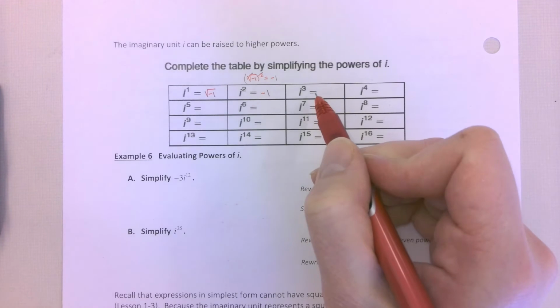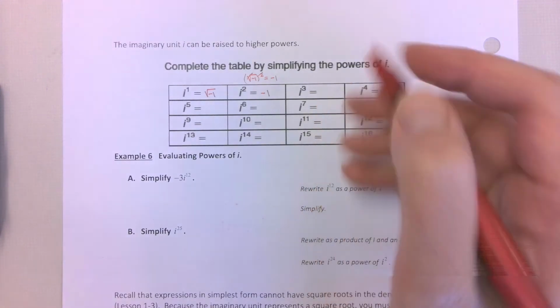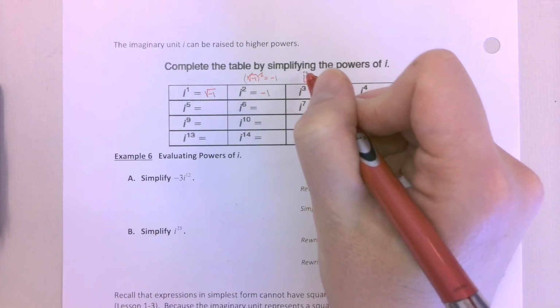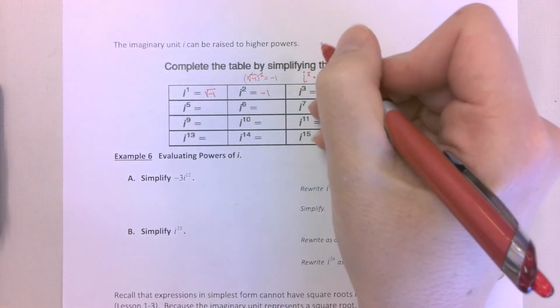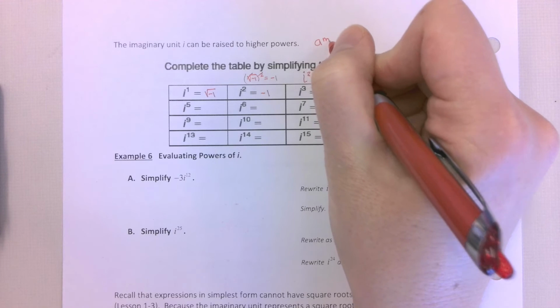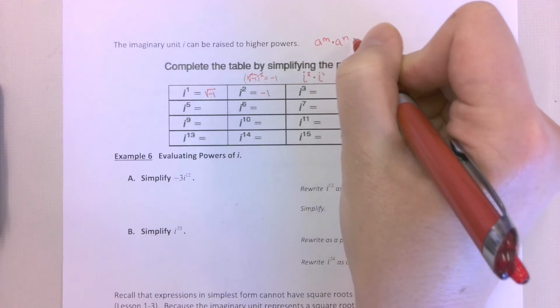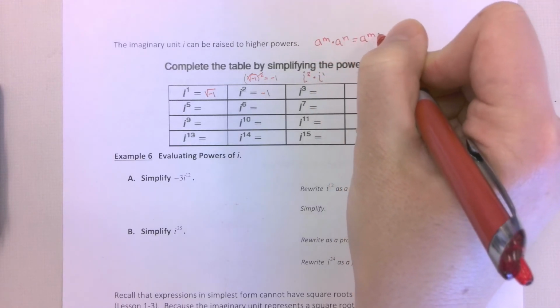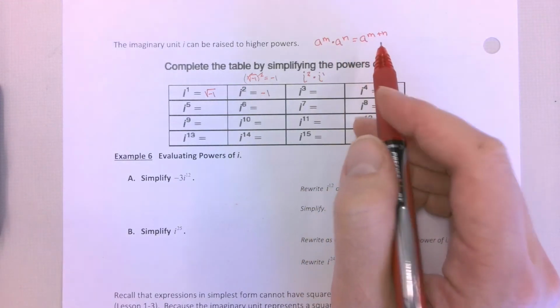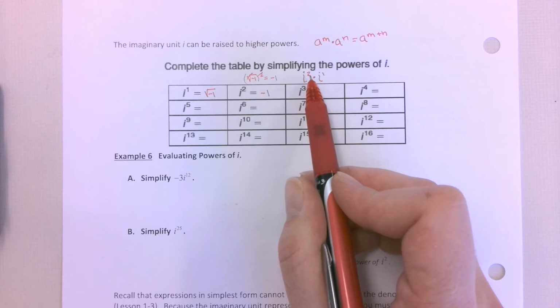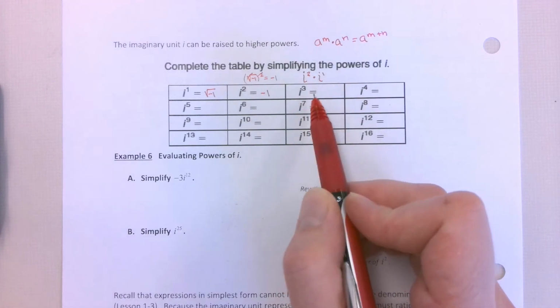Now if we jump and we try to find i to the third, I'm going to use what I know. I'm going to make it i squared times i to the first. So I'm going back to my power properties. If I have a to the m times a to the n, that gives me a to the m plus n. So if I'm multiplying bases, I add the powers. 2 plus 1 is 3.